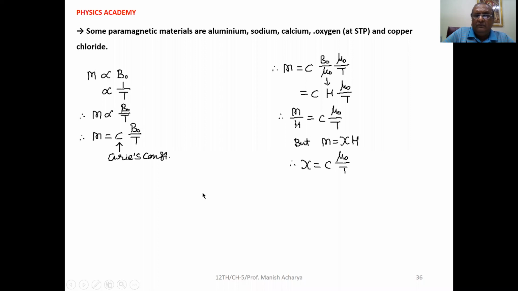Okay. Now, on the right hand side, multiply and divide by mu 0. So, C into B0 mu 0 upon mu 0 T. But here B0 upon mu 0 we can write as H, the magnetic intensity. Now take this H to the left hand side. So M by H is C mu 0 by T. But M is chi H, so M by H is chi. So chi is C mu 0 by T. Clear up to this one?